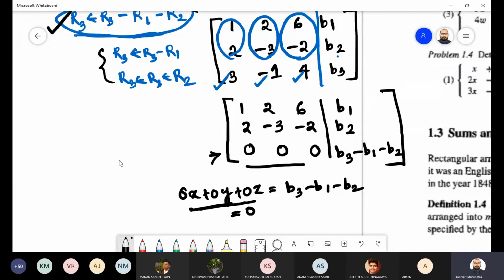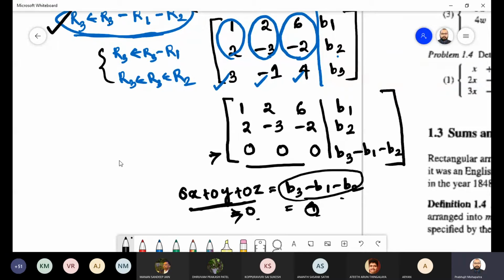If the right-hand side is something like 4, can 0 be equal to 4? 0 cannot be equal to 4, right? That means the right-hand side should also be 0 to make the system have some meaning. The system should have some solution.